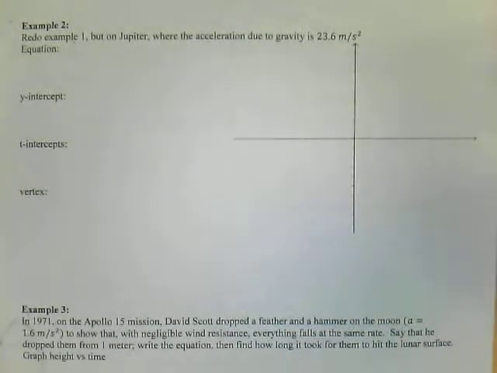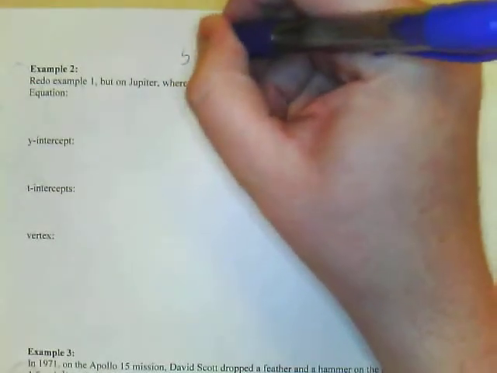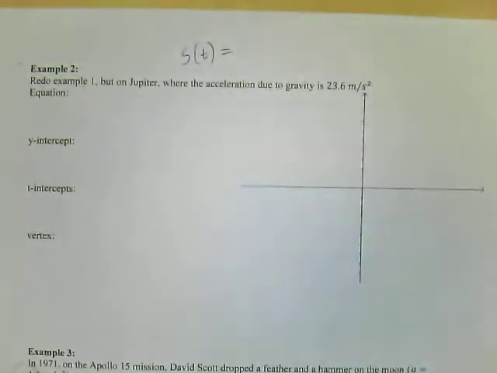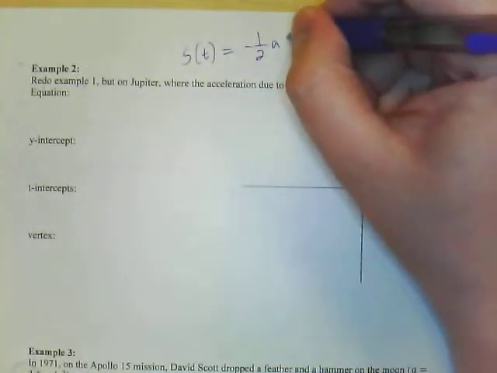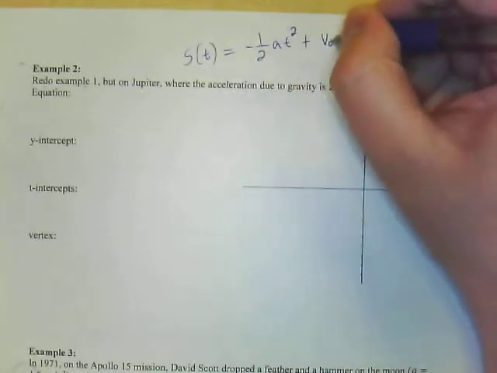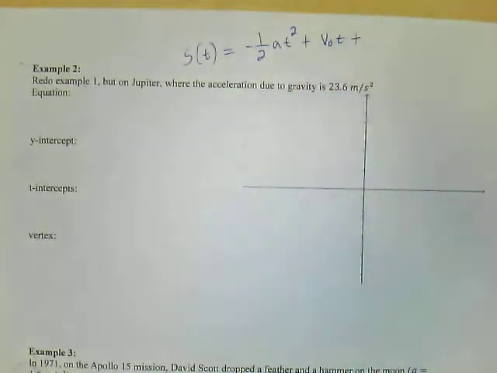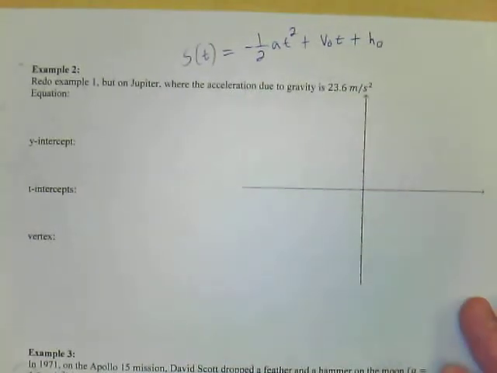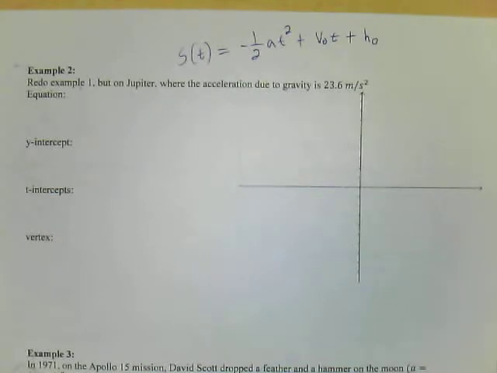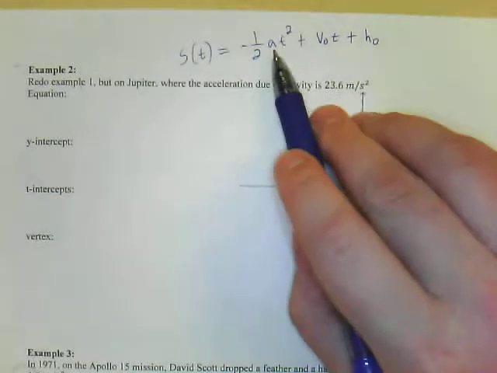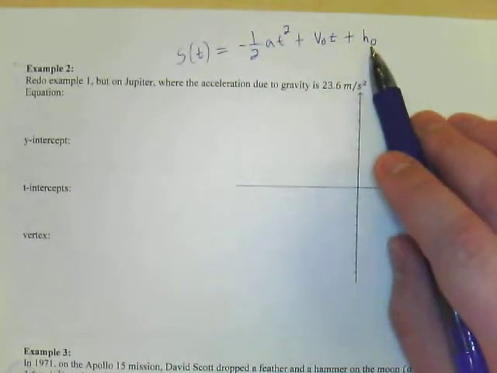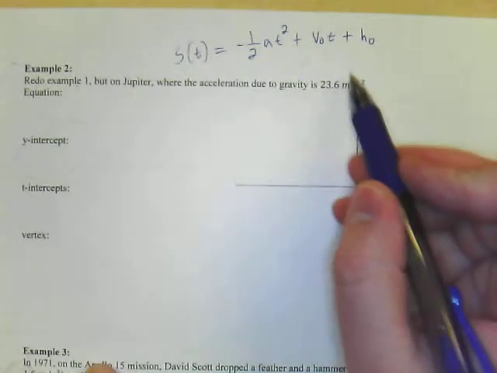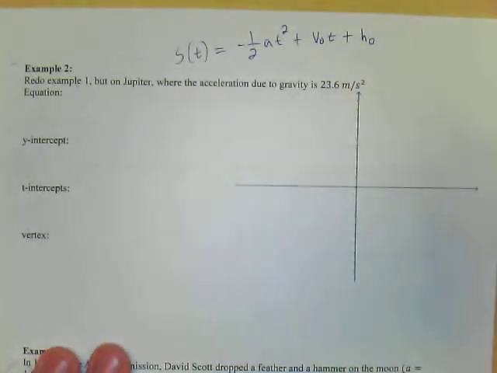All right, so for example 2, the equation we're going to use, again, not the standard form, but the original equation up here. So it's negative 1/2 times the acceleration due to gravity times t squared plus the initial velocity times t plus the initial height. For this one, everything's going to be the same, except we're changing the acceleration due to gravity. The initial velocity and the initial height are the same. It's just that we're doing this on Jupiter now.